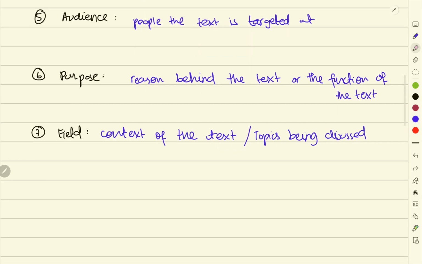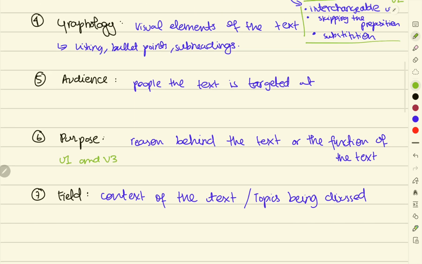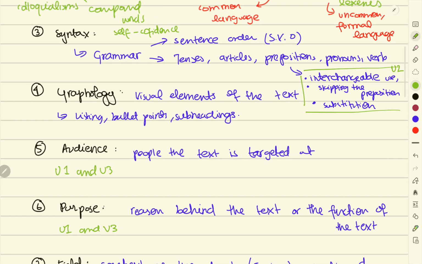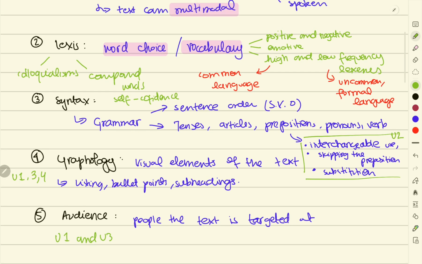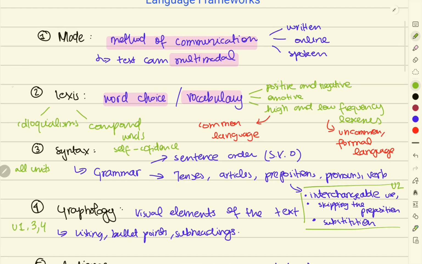Moving on to purpose. Of course, it's the reason behind the text or the function of the text. Again, it's important for Unit 1 and 3. Graphology basically applies to all actually. So Unit 1, 3, not 2, and 4. Syntax, all units. Lexis, of course, all units.